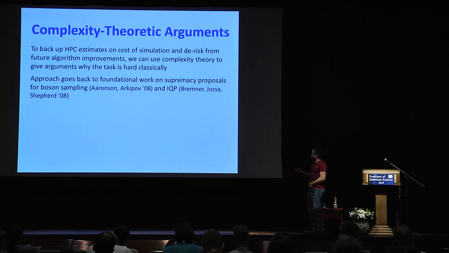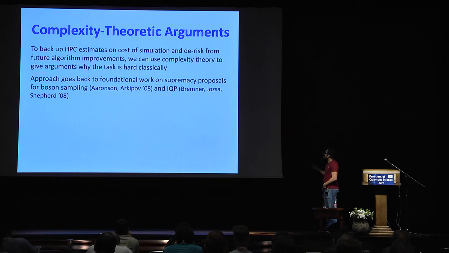So this approach goes back to the foundational work on supremacy proposals, which was first done in Boson Sampling by Aaronson and Arkhipov, and on this instantaneous quantum computing paradigm in a paper by Bremner, Jozsa, and Shepherd. They did exactly that. They used complexity theory to give an argument why it would be hard to sample classically from the distribution of these experiments. And even with noise, but with noise there are some issues that I don't want to get into. But the motivation for thinking about supremacy came from this consideration.